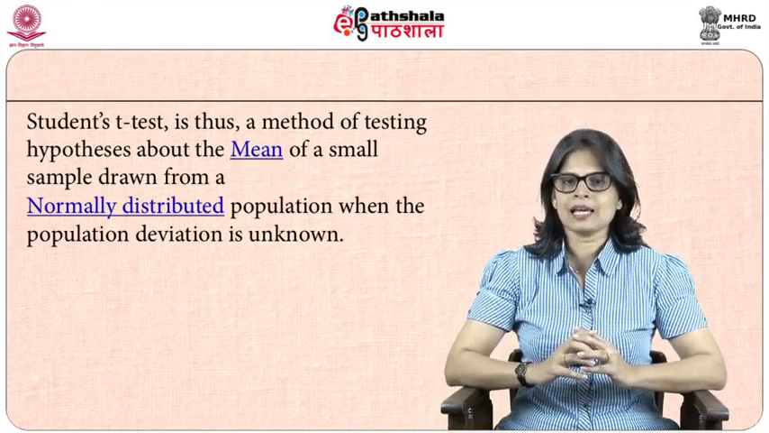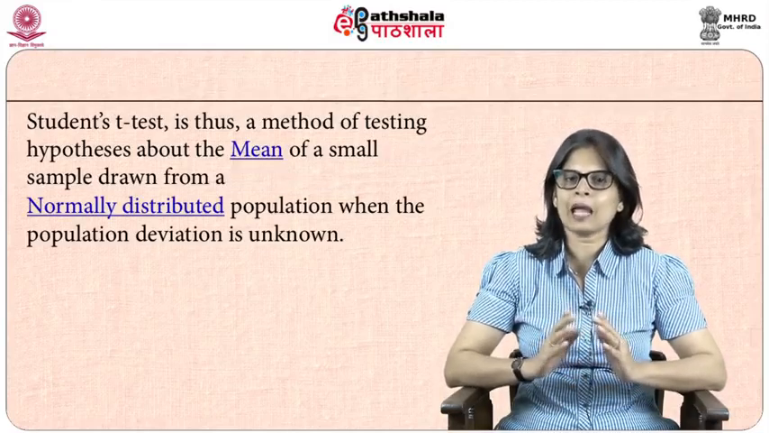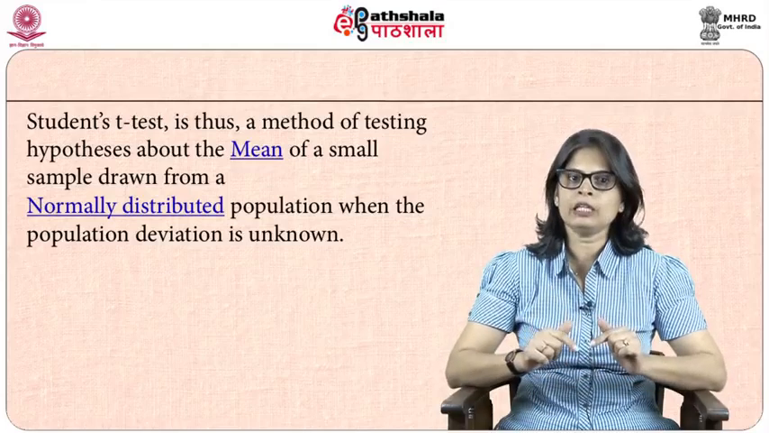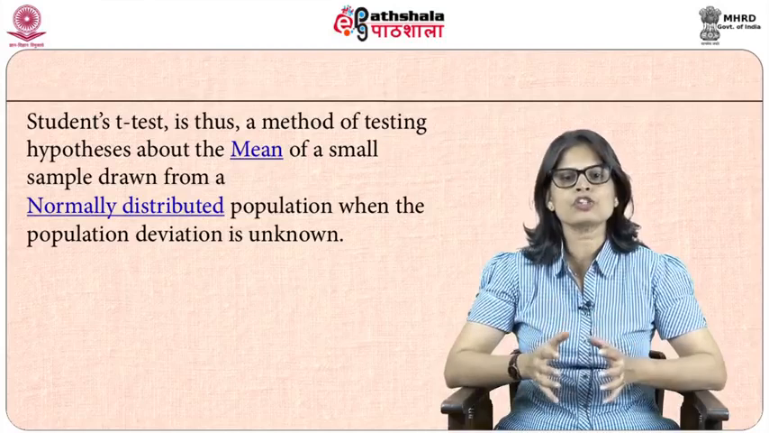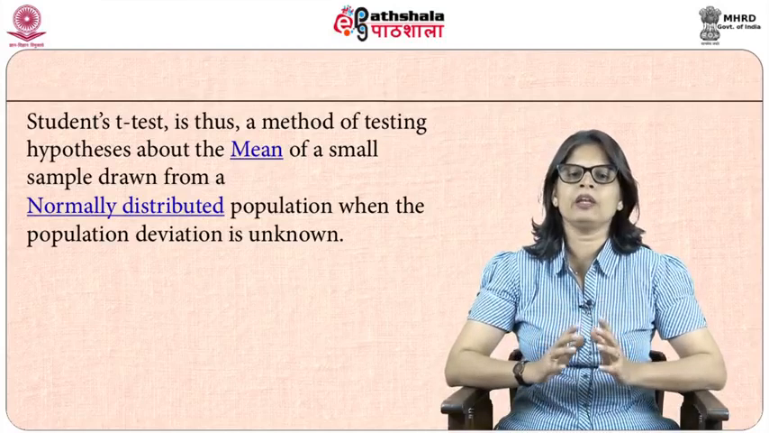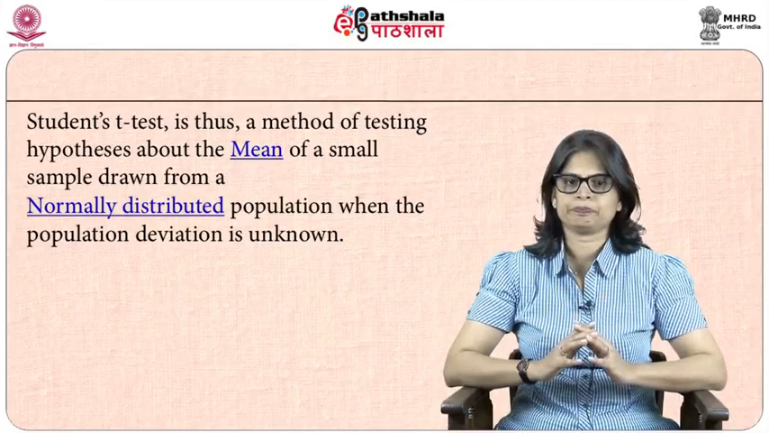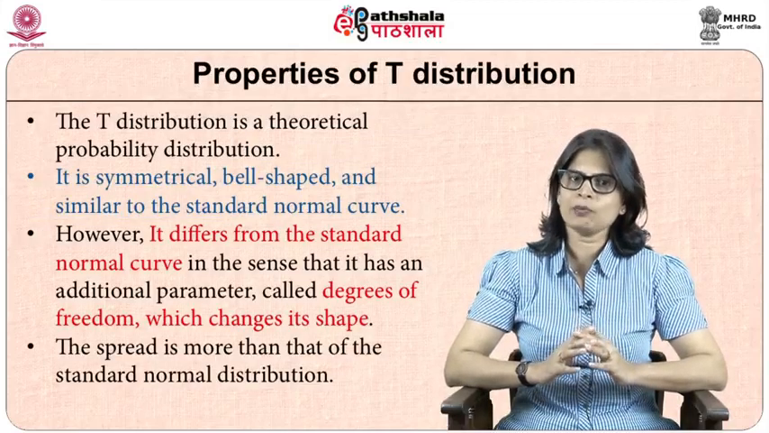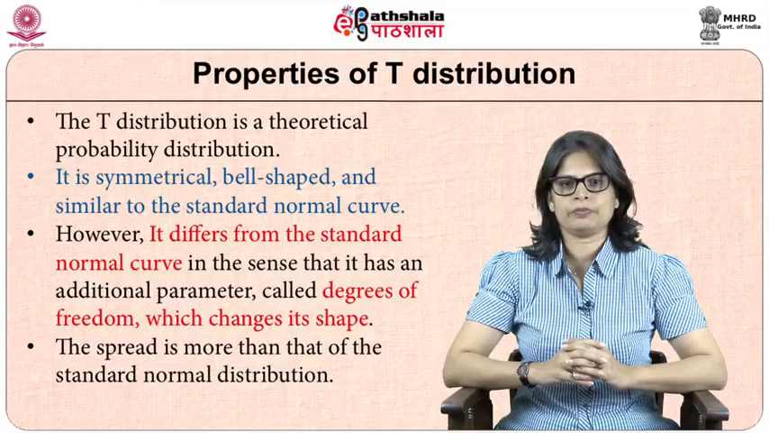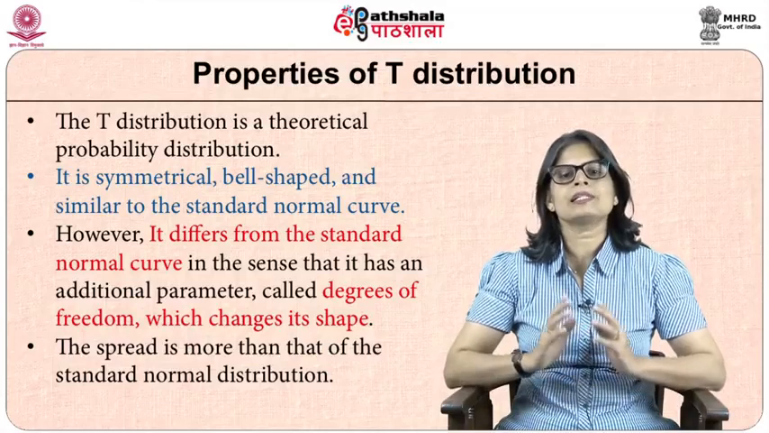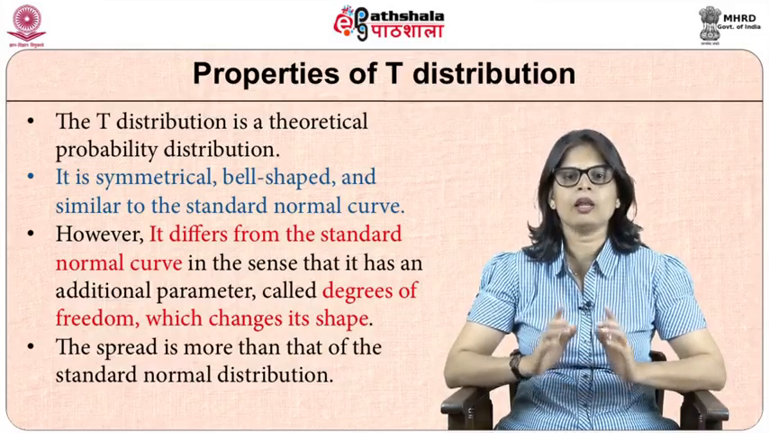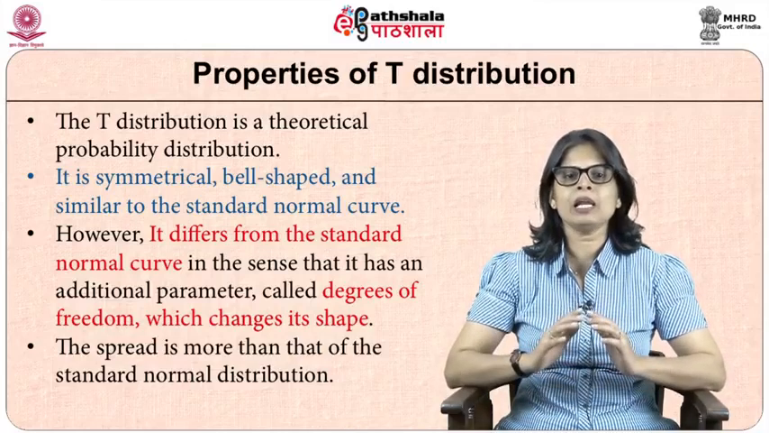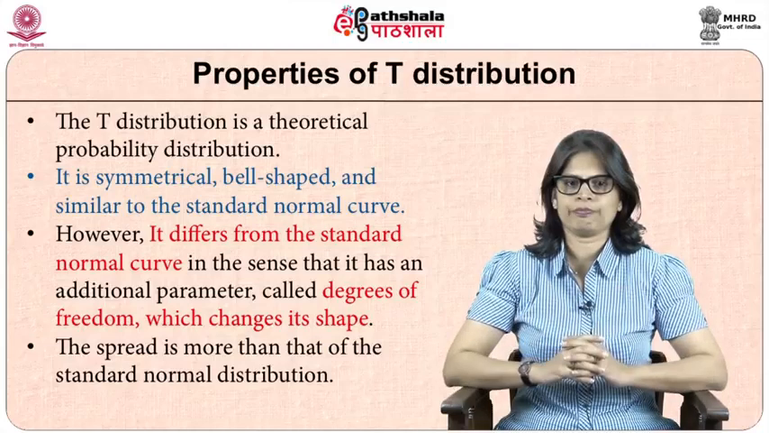Student's t-test is thus a method of testing the hypothesis about the mean of a small sample drawn from a normally distributed population when the population standard deviation is not known. Let us see what the properties of the t-distribution are. The t-distribution is a theoretical probability distribution. It is symmetrical, bell-shaped and similar to the standard normal curve.